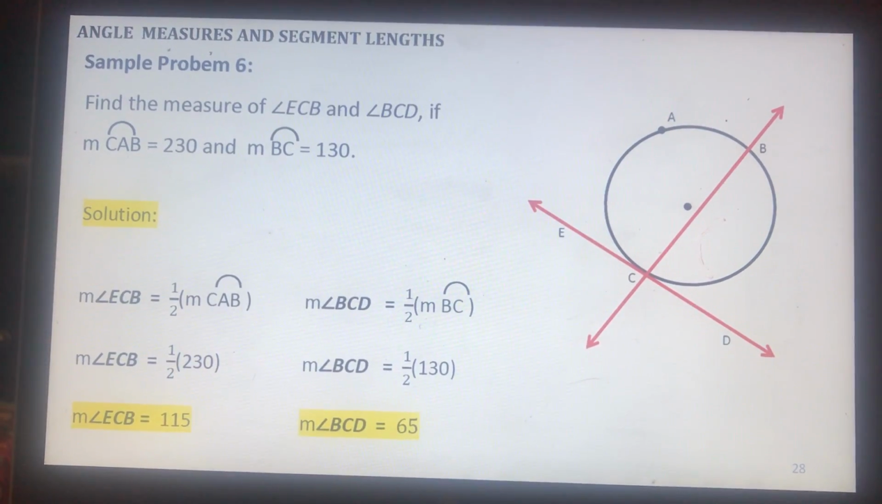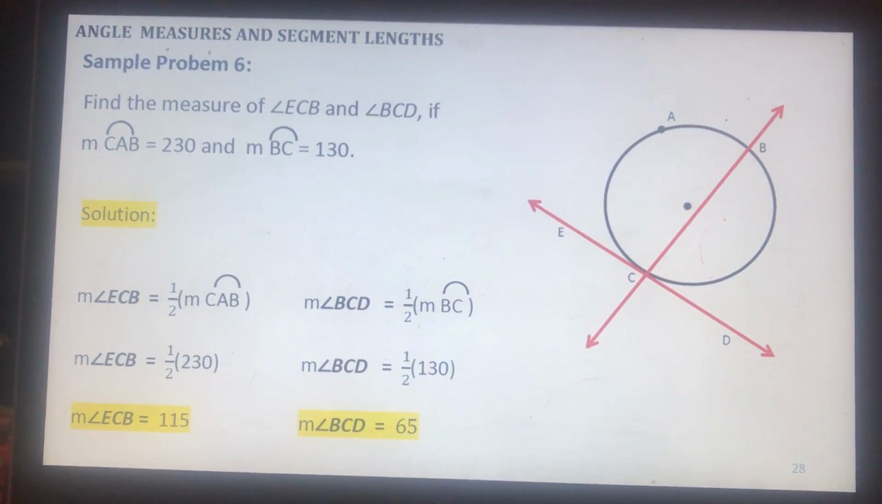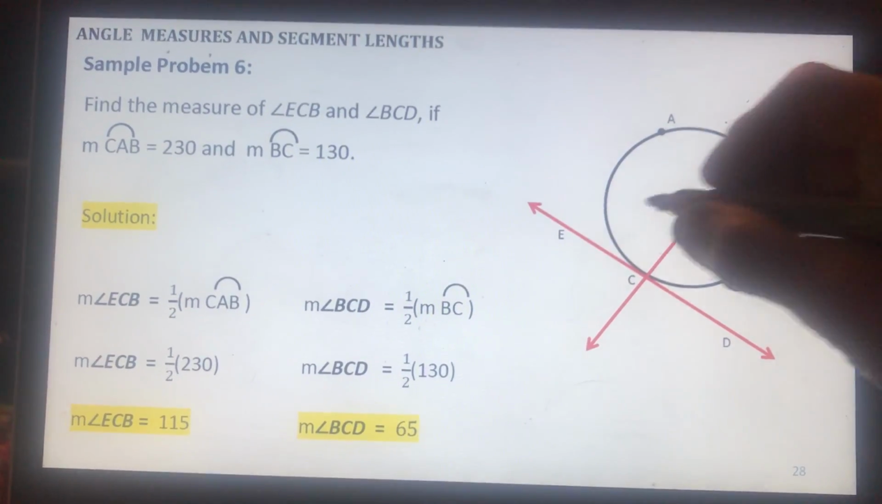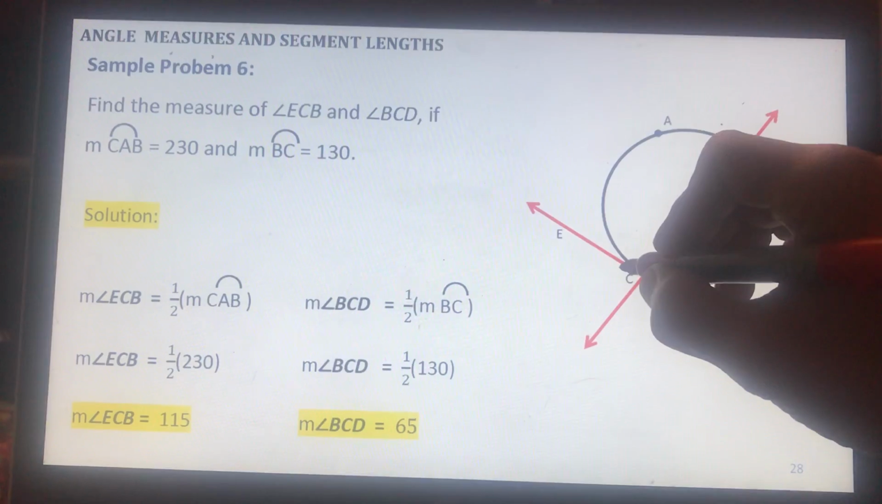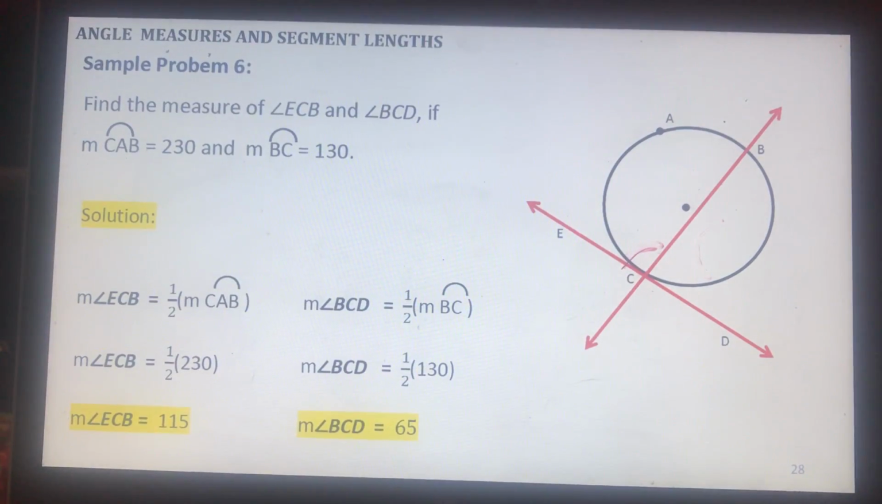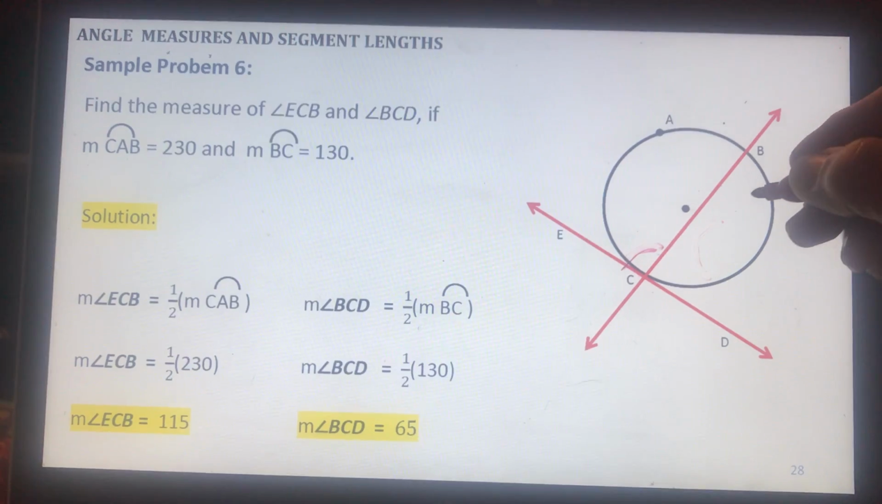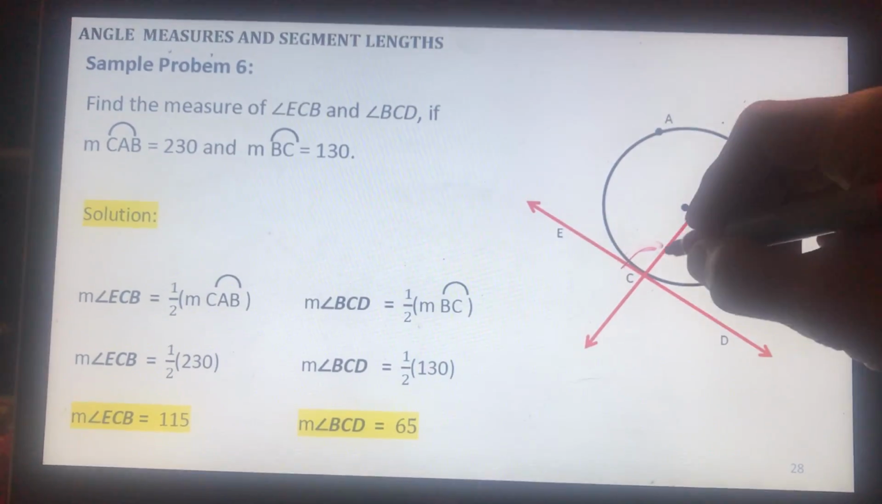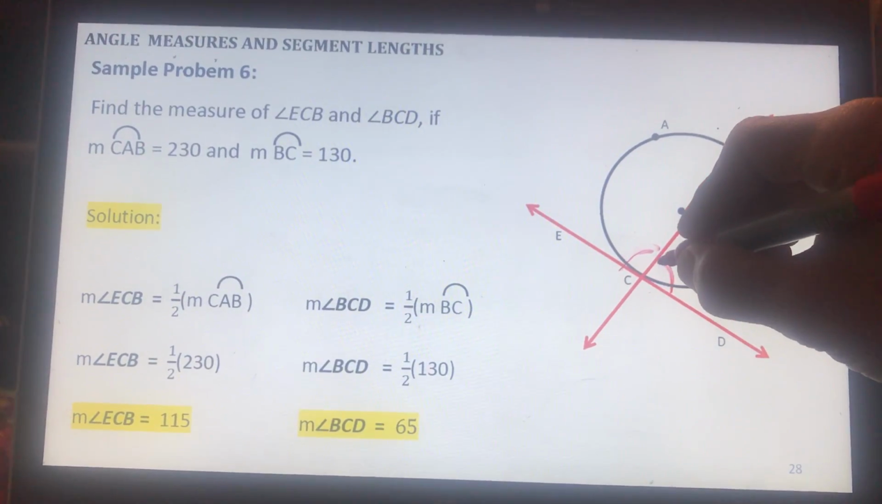Okay, now we move on with sample problem number 6. We need to find the measure of angle ECB. ECB would be right here. And we also have to find the measure of angle BCD, which is this one right here.